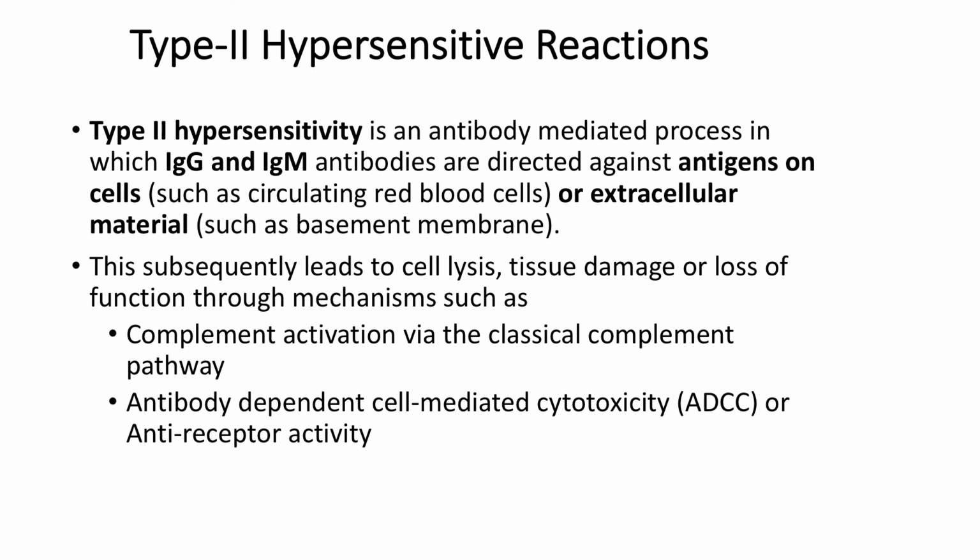This subsequently leads to cell lysis, tissue damage, or loss of function through mechanisms such as complement activation via classical complement pathway. We have discussed complement activation and all these three different pathways: classical, alternate, and lectin. So here we are going to see how complement activation happens via classical complement pathway.